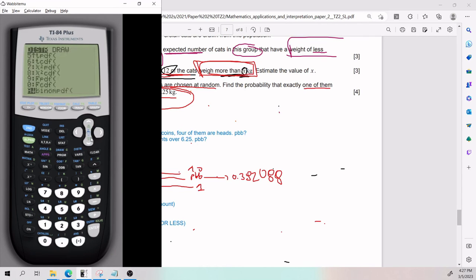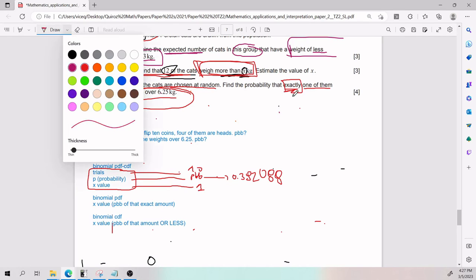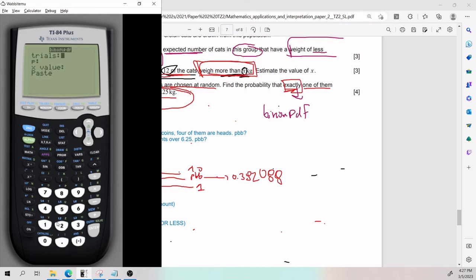We said it was going to be binomial PDF because we're talking about exactly one of them. See, exactly one of them. This is a buzzword. If you see exactly, you should immediately think, okay, we're talking about PDF, binomial PDF. And yeah, that is a key buzzword actually that can help a lot. If you find exactly, you should be thinking PDF. So trials was 10. Probability is this thing that we just found. And x value we said 1 because we're looking for exactly one cat of those 10 weighing that amount.